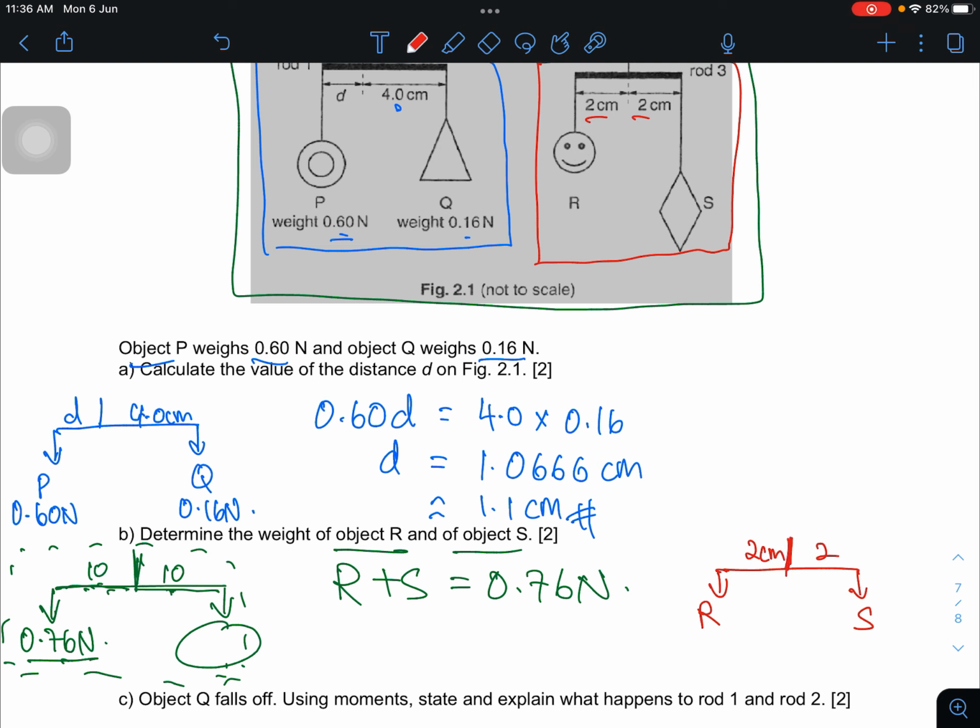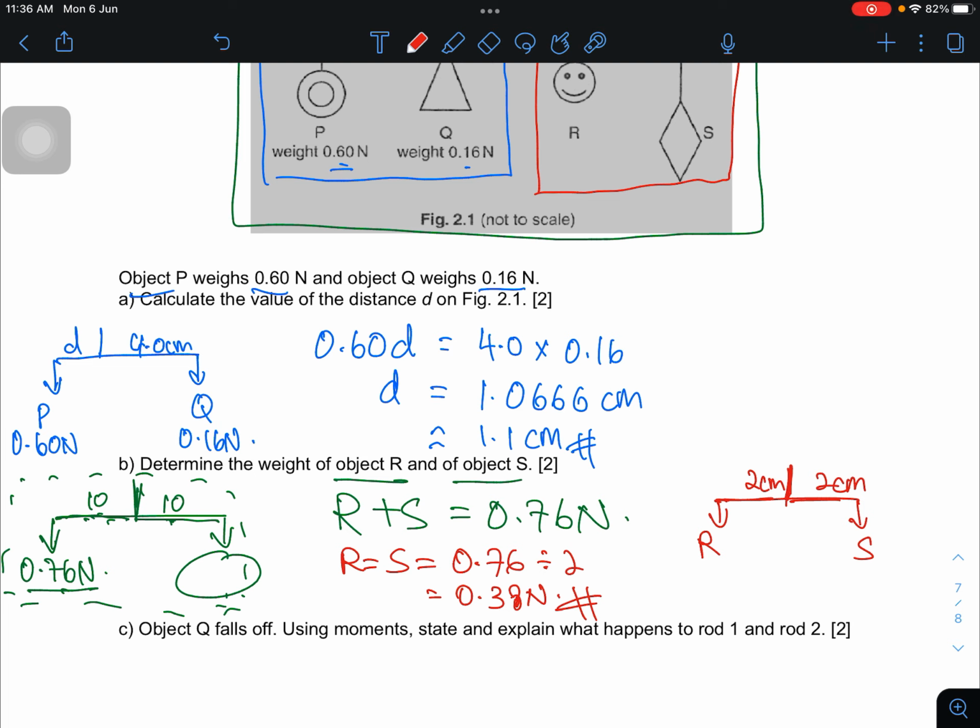Now I want you to take a look again. They are both equidistant from the pivot. So what does that tell you about R and S? In order for them to balance at equal distance, R and S must both be equal in weight. So in this case, R and S are the same, equal to 0.76 divided by 2, 0.38 Newton. If you really understood the concept, this is actually a very simple question. It is the understanding that you need to have before you get these 2 points.